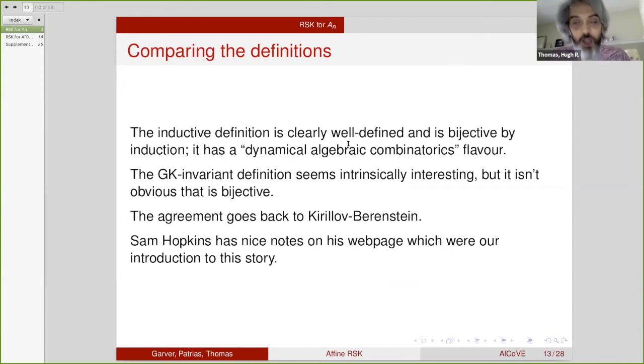So this Toggly definition has a very dynamical algebraic combinatorics flavor. So, it's fun for people who like that kind of thing. The Greene-Kleitman invariant version also seems really natural. And so the statement that they agree goes back to Kirillov-Berenstein. And Sam Hopkins has nice notes on his webpage, which was where we learned about this initially when we were starting on this project. Okay. So that's the A_N story.